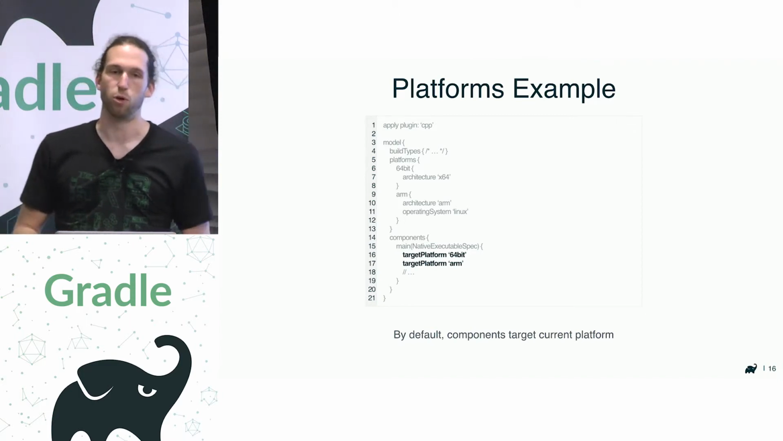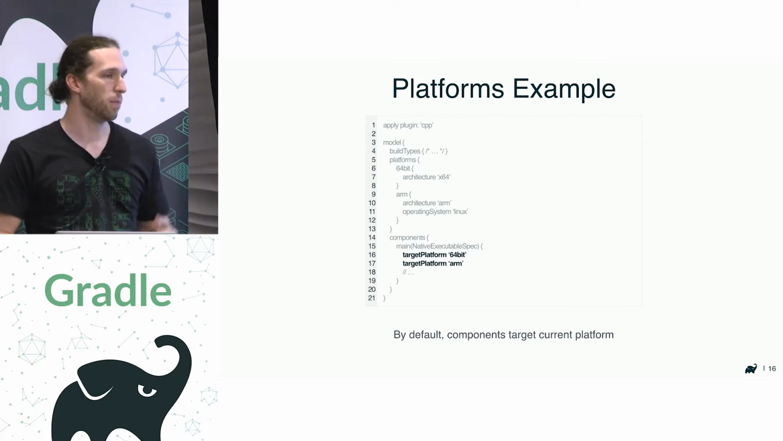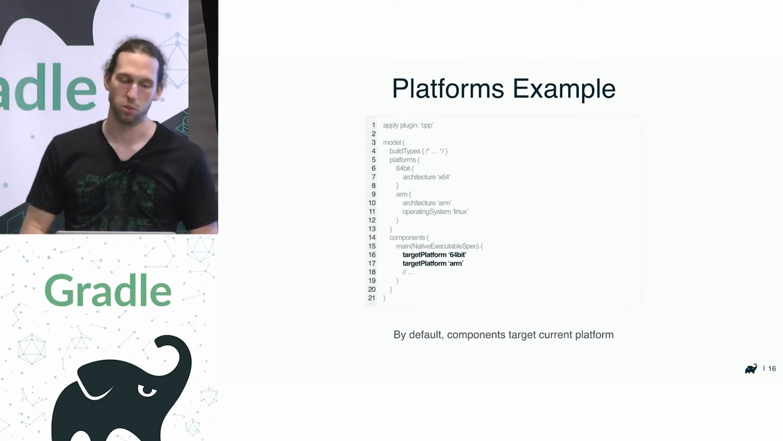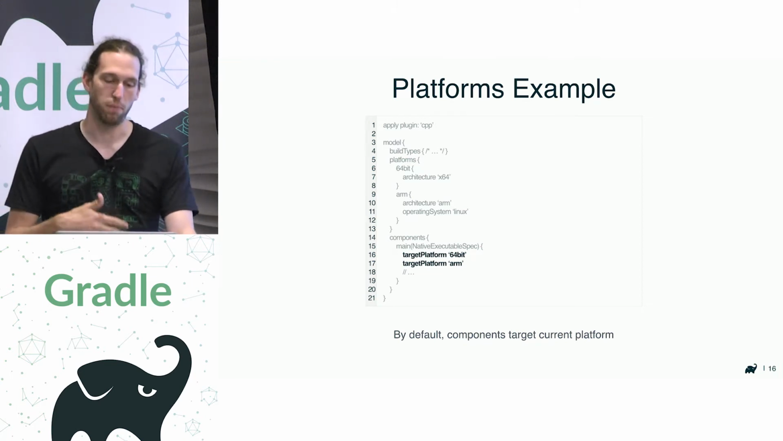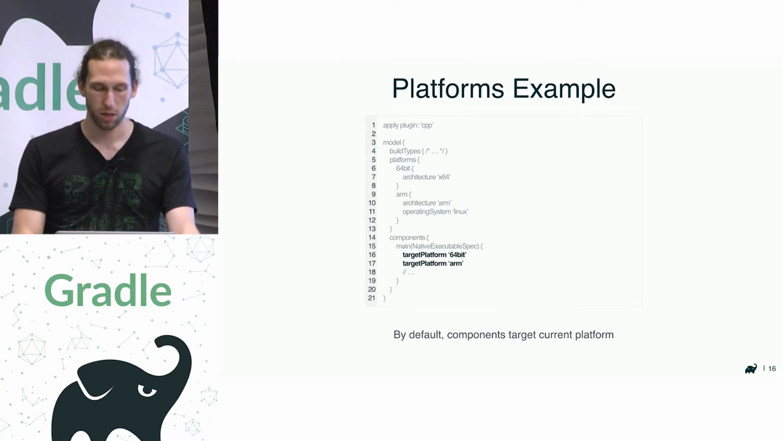Also, for each platform, we need to be explicit about what we're targeting. So in this case, we want the main component to be able to target both 64-bit and ARM, so we have to specify 64-bit and ARM. By default, the component always targets the default platform.